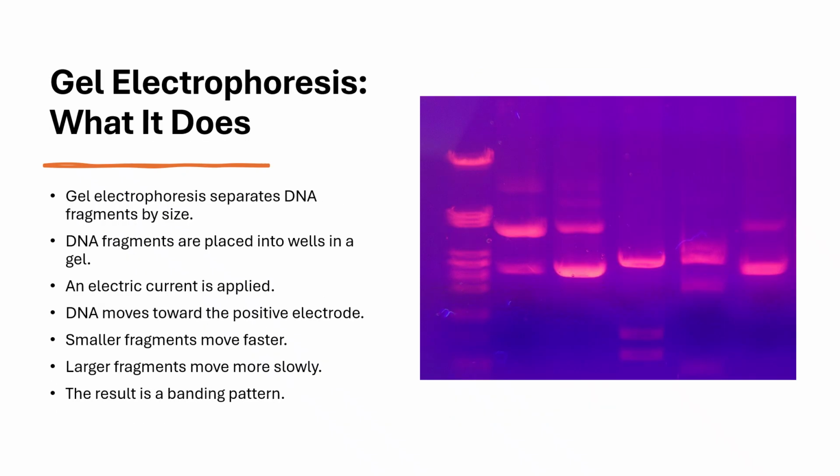Gel electrophoresis is basically a DNA obstacle course. DNA fragments are loaded into wells in a gel. An electric current is applied. DNA moves towards the positive electrode because it is negatively charged. Smaller fragments travel faster. Large fragments lag behind dramatically. The final pattern creates visible bands.